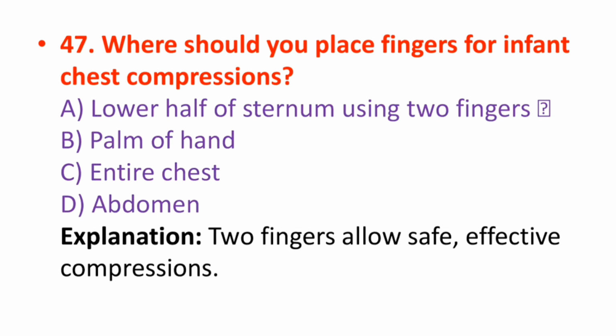Where should you place fingers for infant chest compression? Option A, lower half of sternum using two fingers. Option B, palm of hand. Option C, entire chest. Option D, abdomen. The answer is lower half of sternum using two fingers. Two fingers allow safe, effective compressions.